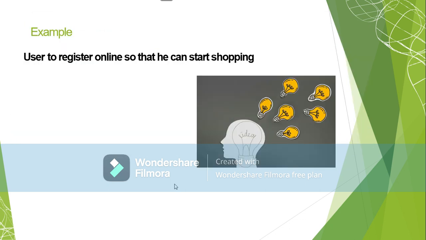Okay, so for example, if I say acceptance criteria, for example, if we have a scenario that a user should be able to register online so that he can start shopping, this is a requirement. This is a project, I would say, where stakeholders have come up to you and they want to have a shopping cart. And a shopping cart can be anything, like Amazon, Flipkart, any e-commerce application they want to come up with. And the very first thing is they want the user to be able to register online.